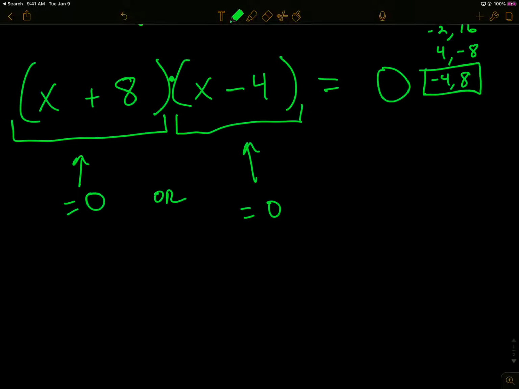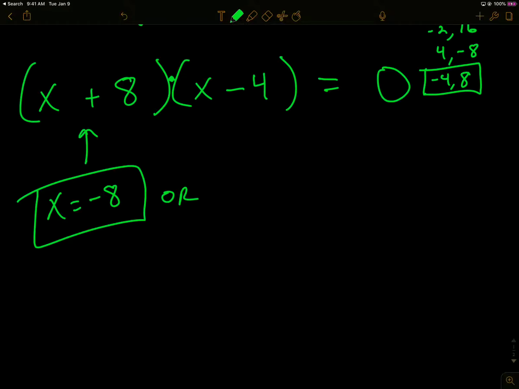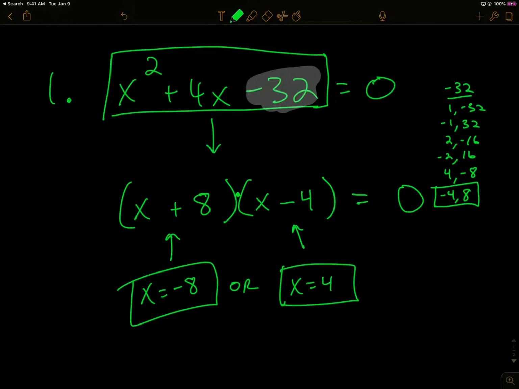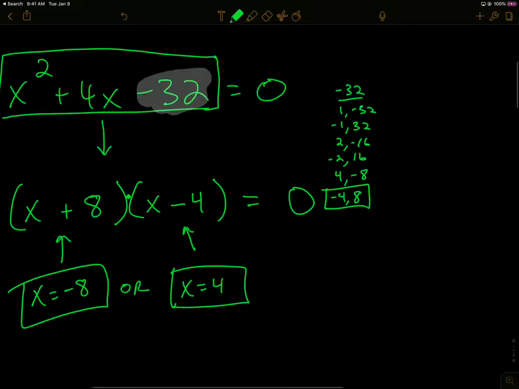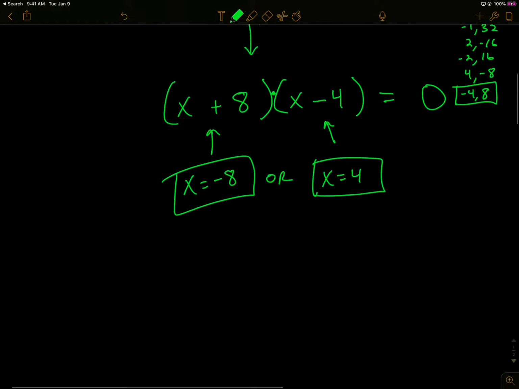Now once I have it written in this form, they're both multiplied together, so I just look at what x makes this part 0. When x equals negative 8, that's a solution. Or what x makes this part 0? x equals 4, that's a solution. So that's how you solve quadratics when it's a trinomial. You have to know how to factor. I did a little review over here of how you come up with the factoring of the trinomial method.